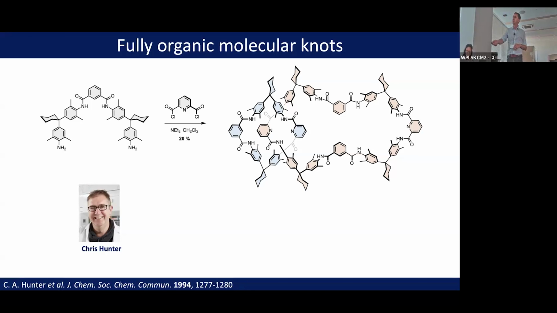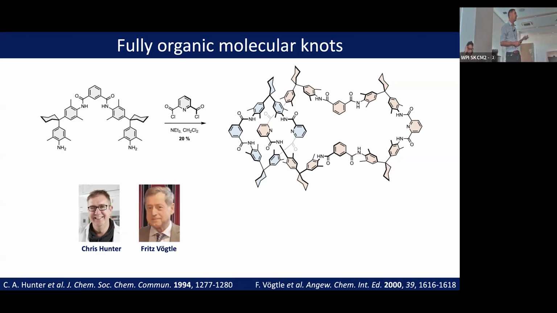And so in this case, the group of Chris Hunter in the UK was just trying to build microcycles from this condensation of these two components. And they formed a structure that was relatively big. The spectroscopic features were a bit off, and so their interpretation was that they had formed this 2-catenate. As it happens, almost 10 years later, another group performed the same experiment. They isolated this catenate. They managed to grow a crystal that was diffracting.